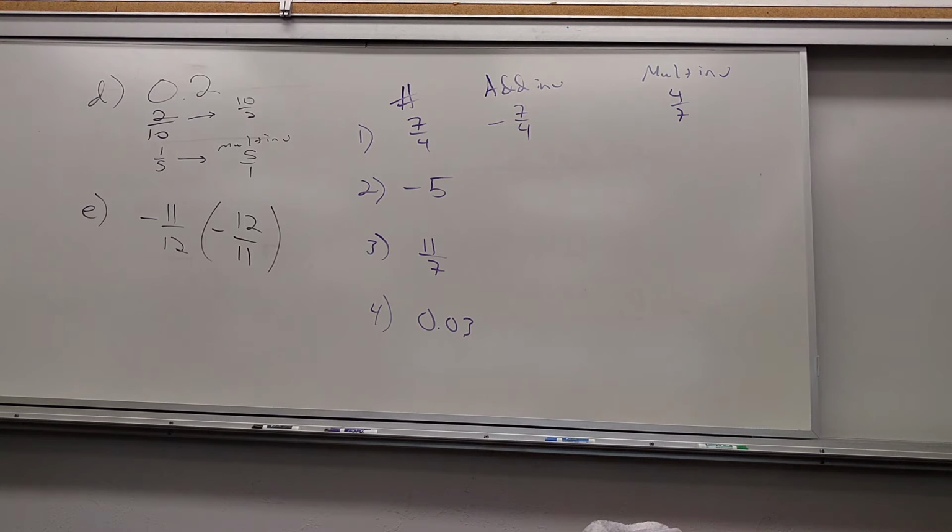For 11 sevenths, what's the additive inverse? Got it. Negative 11 over 7. Yep. Negative 11 over 7. So now what's the multiplicative inverse of 11 over 7? 7 over 11.